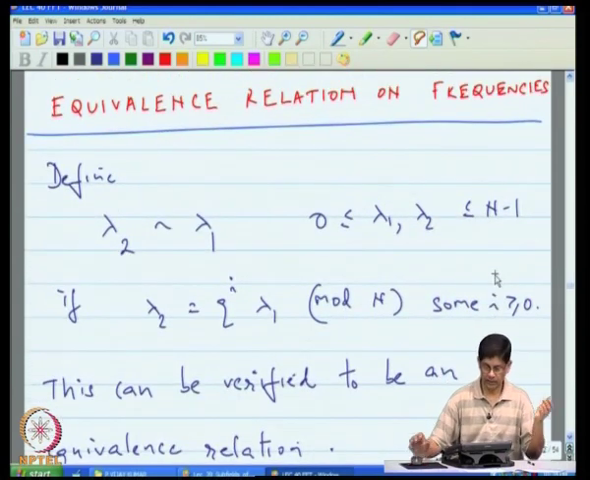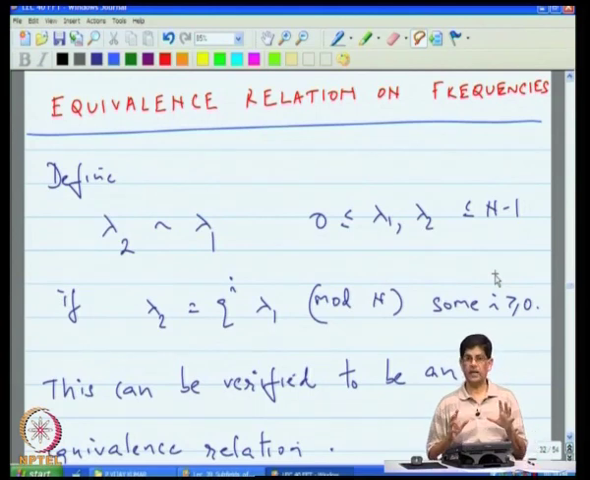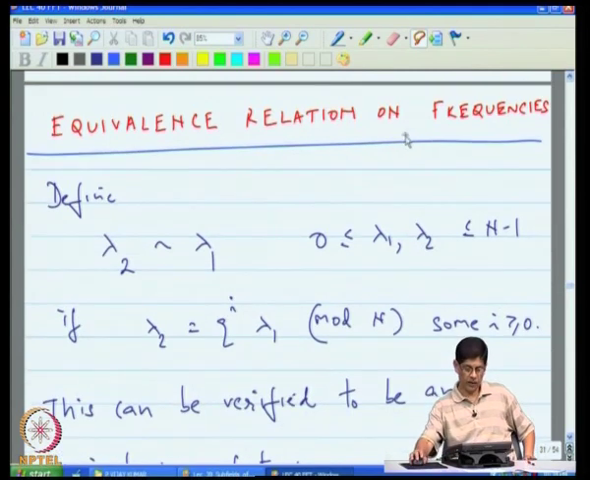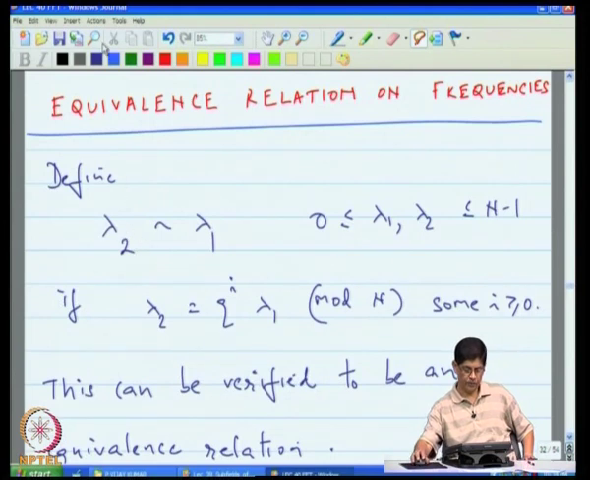Now, it turns out that it is convenient, since we discussed cyclotomic cosets in connection with a finite field, that there are cyclotomic cosets that also show up here. They are slightly different in terms of their parameters, but the definition is more or less the same. So in this connection, we define two frequencies, lying between 0 and n minus 1, to be equivalent if lambda 2 is lambda 1 times some power of q, and again this arithmetic is computed modulo n.